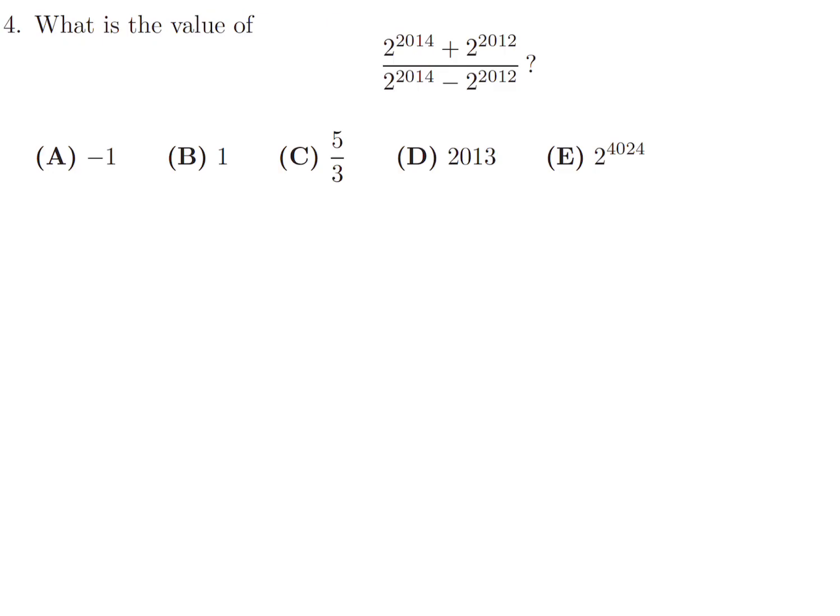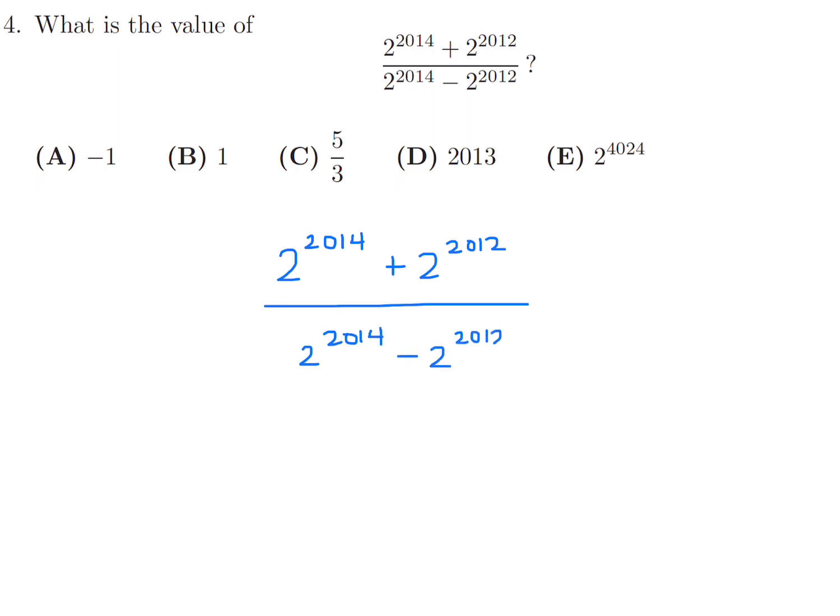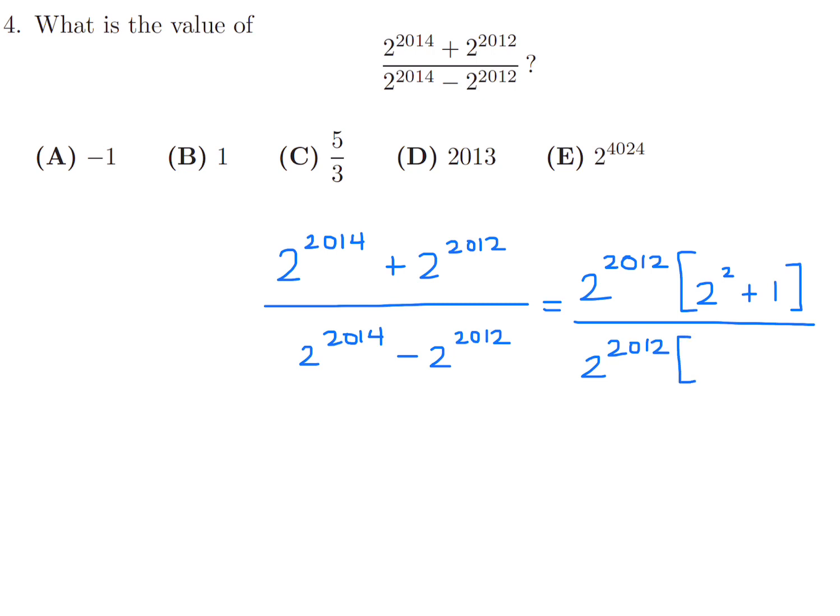What is the value of this expression? 2 to the 2014 plus 2 to the 2012 all over 2 to the 2014 minus 2 to the 2012. Well, we can factor out a 2 to the power of 2012, and when you do, you get 2 to the power of 2 plus 1 on the numerator, and if you factor out the same 2 to the power of 2012 in the denominator, you'll get 2 to the power of 2 minus 1. These guys cancel, and you're left with 4 plus 1 over 4 minus 1, and that is 5 over 3. So number 4, the answer is C.